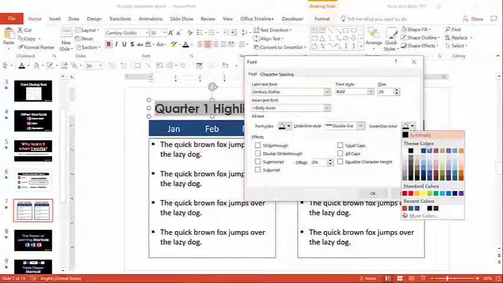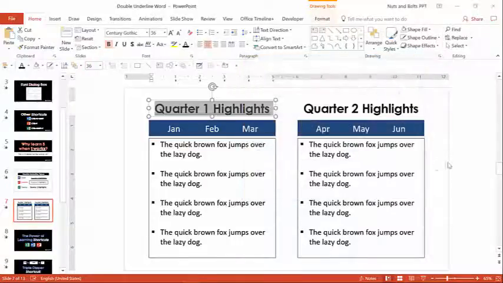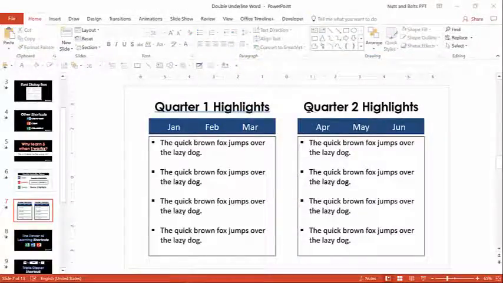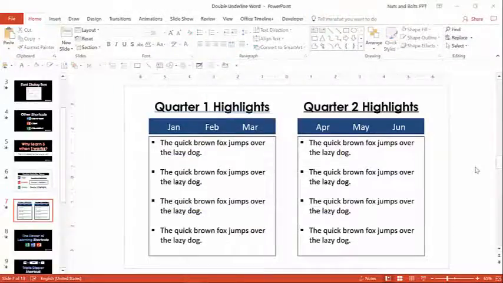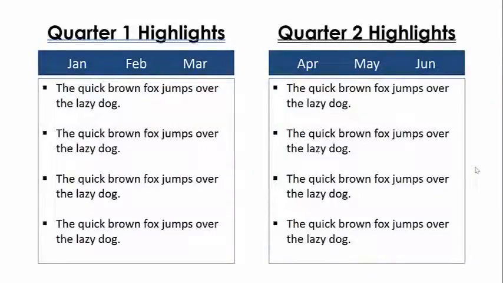Just a quick heads up, you can even change the color of the double underline if you want to. That's probably too much. So that's really all you need to do, and this is going to work for you in PowerPoint, Word, and Excel. I'll hit Shift-F5, and you can see exactly what that looks like.